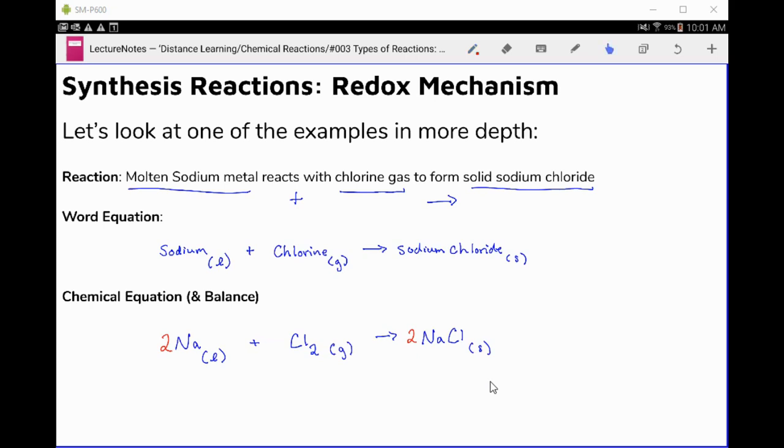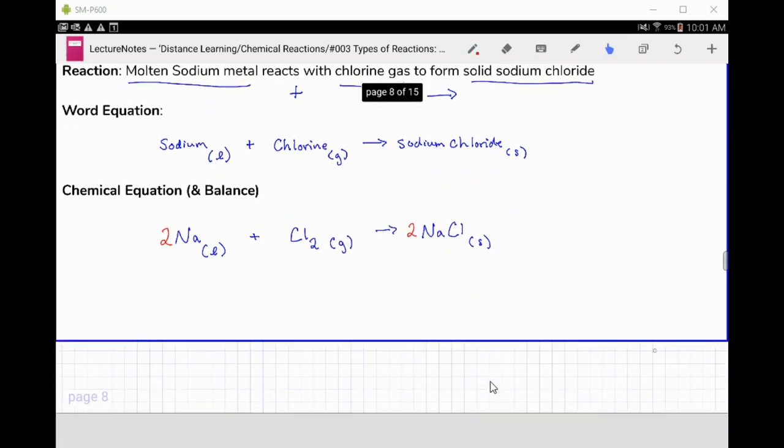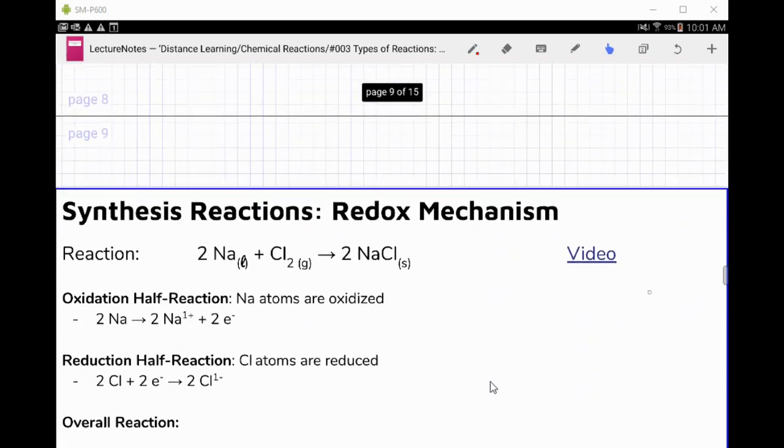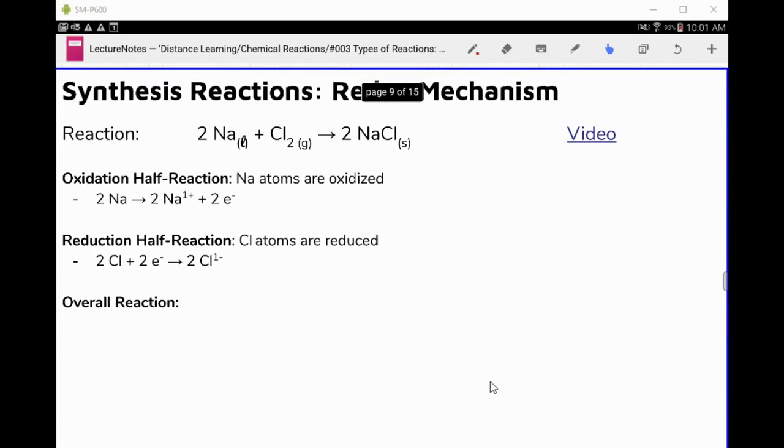So in this reaction, we have a couple different stages that need to happen, and we know that this is a redox reaction. So there is an oxidation, there is reduction. Over the course of this reaction, at the end, sodium is going to have a +1 charge, chlorine is going to have a -1. And at the start, both of those were neutral.